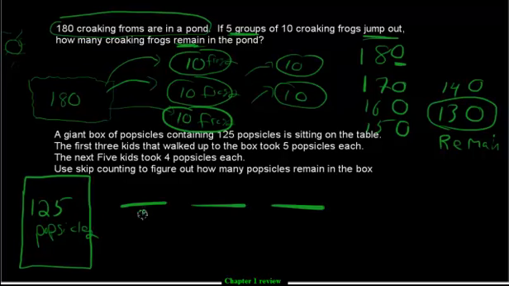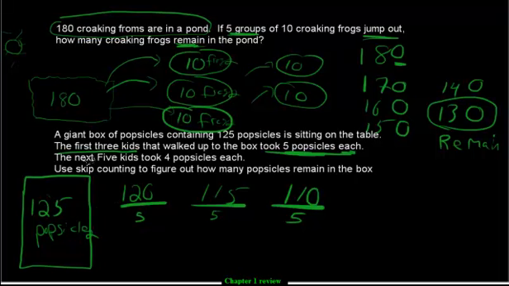It says they took 5 popsicles each. So the first 3 kids took 5 popsicles each. This kid took 5, this kid took 5, and this one took 5. So we're going to have to start counting by 5s, right? They took popsicles out of the box. So after you have 125, what's going to be the next number? There's going to be 120 left over. And then 115 and 110. So we're just counting backwards by 5s because they're taking them out of the box.